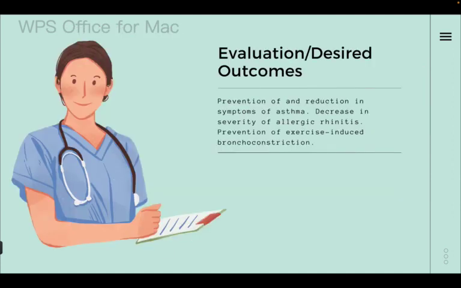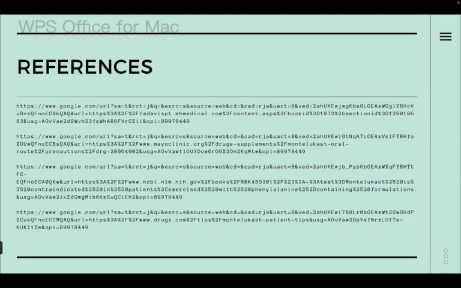For the evaluation or the desired outcomes: prevention of and reduction in symptoms of asthma, decrease in severity of allergic rhinitis, and prevention of exercise-induced bronchoconstriction. So the presentation will end here, and these are the references.